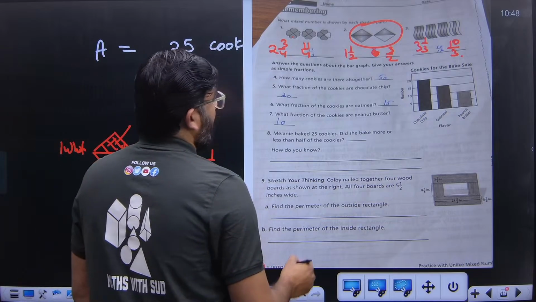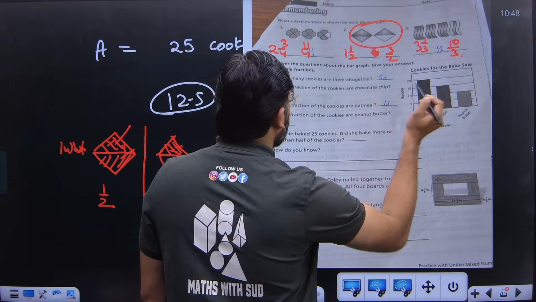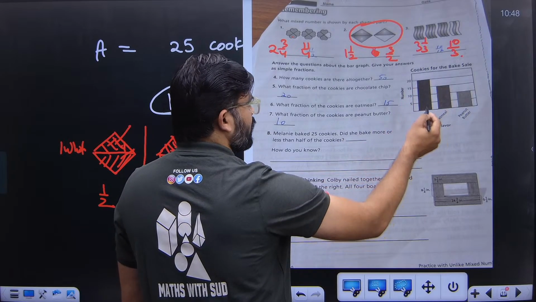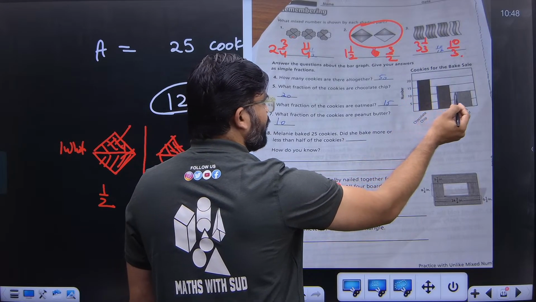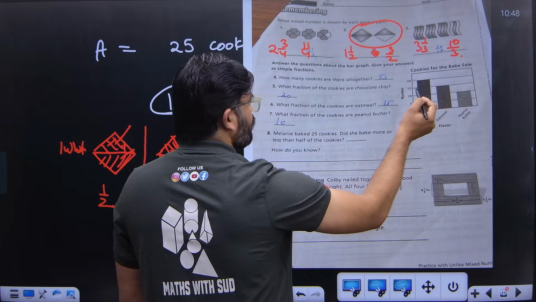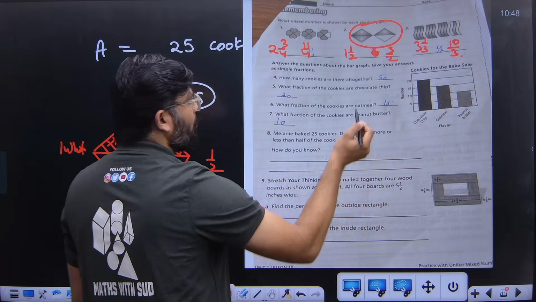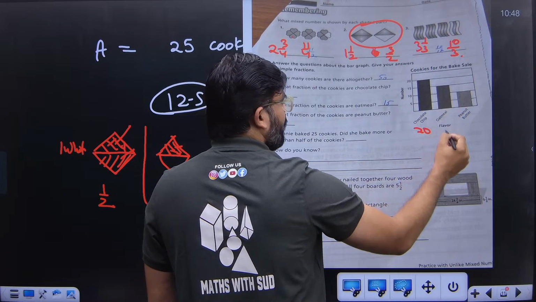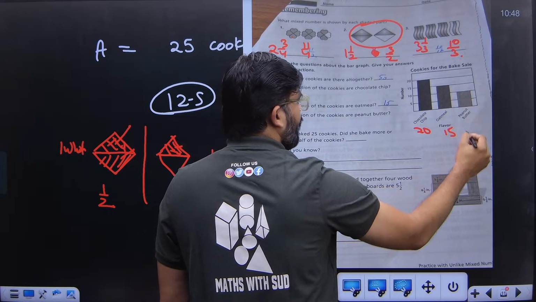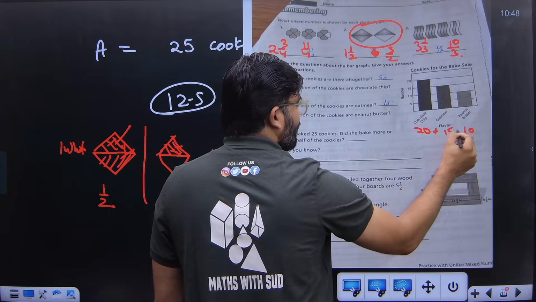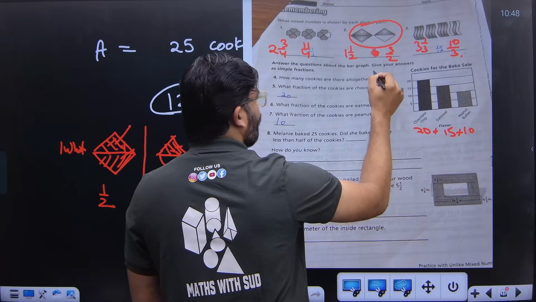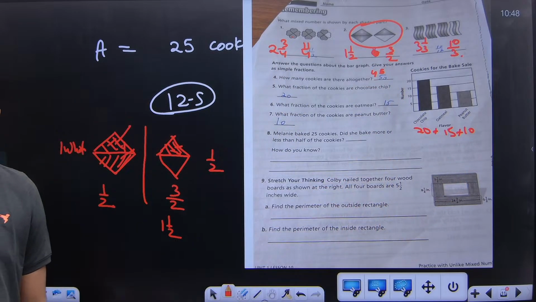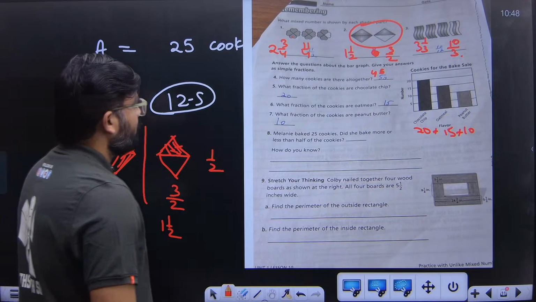Okay. How many cookies are there all together? So see, the graph is there. So 20 plus 15 plus 10. So this is 45, my dear. How did you get 50? See, from here you will get 20, from here you will get 15, from here you will get 10. So when you add them, you will get 45. I don't know how you got 50. Oh, I think I got it wrong. Yeah.